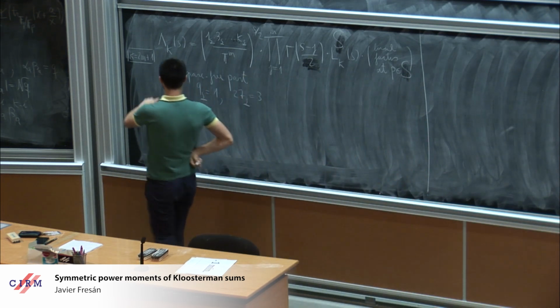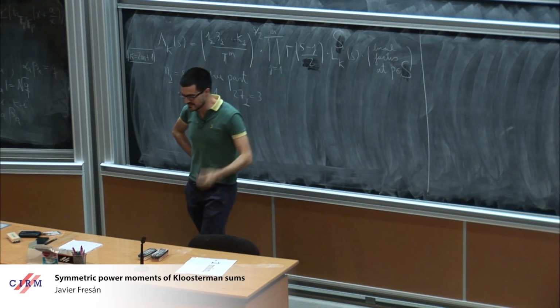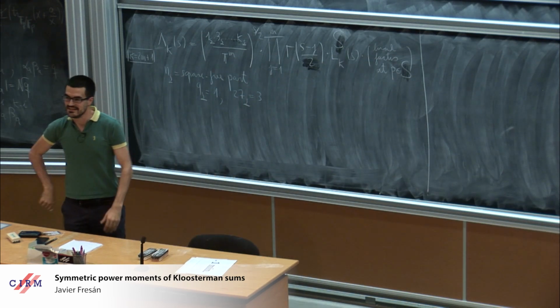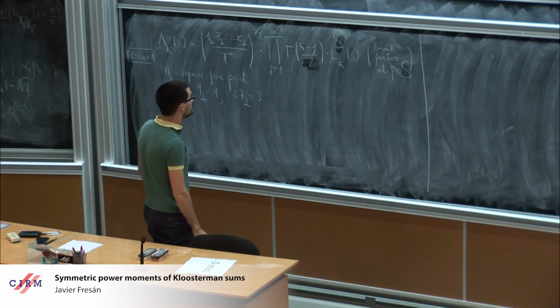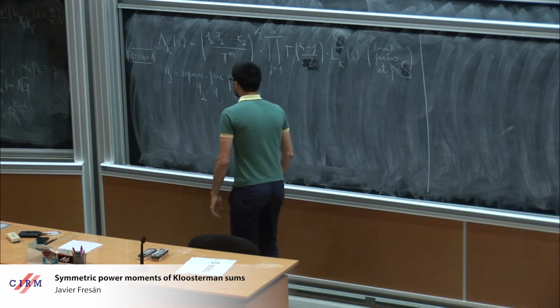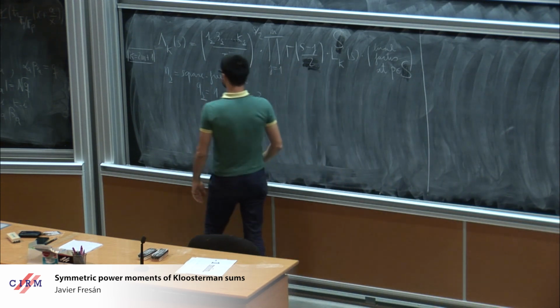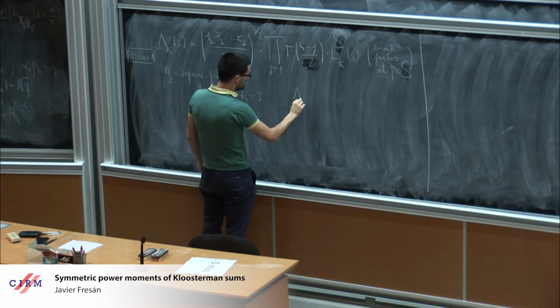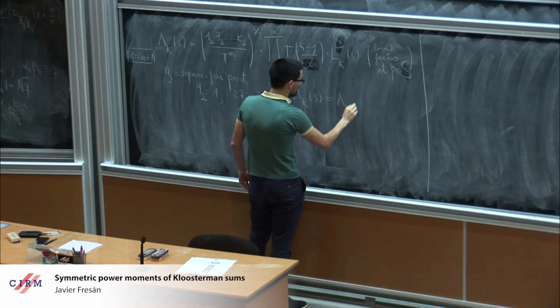So this is the way you complete the function. I'm not giving the shape of the local factors because it's a bit complicated, but it's very explicit. You can have a look at the paper if you want. So the statement is once you complete the function this way, it satisfies the functional equation. The value at s is equal to the value at k plus 2 minus s.